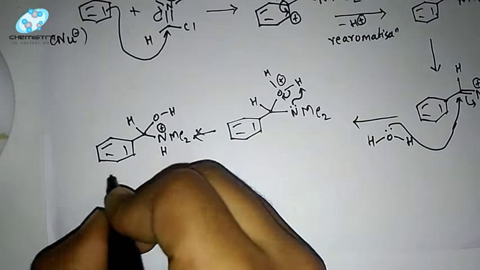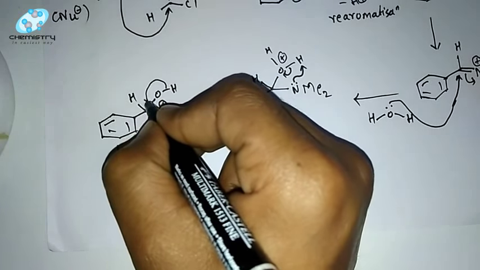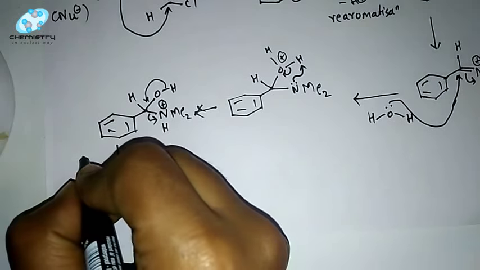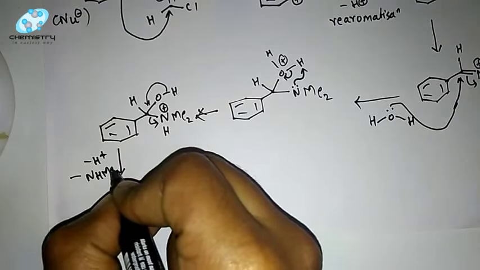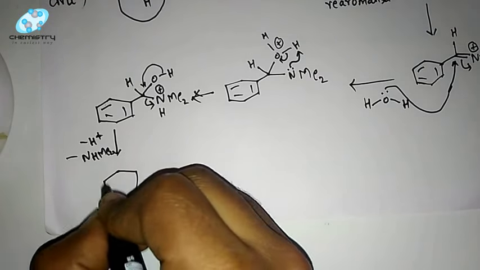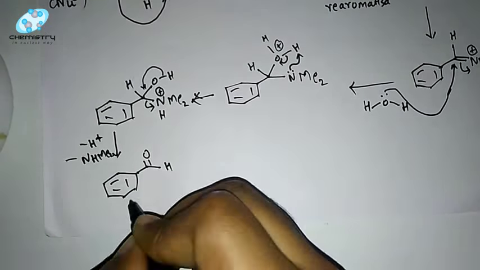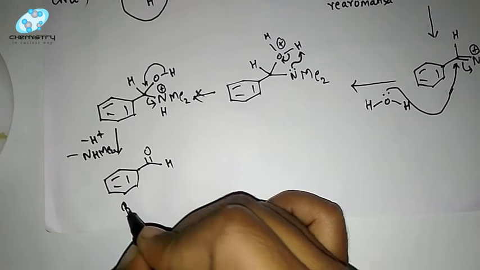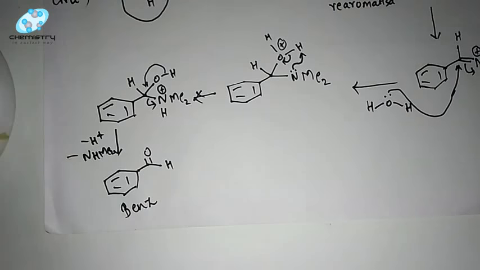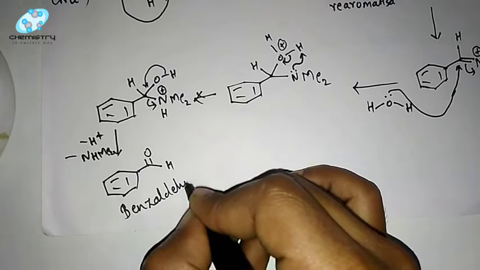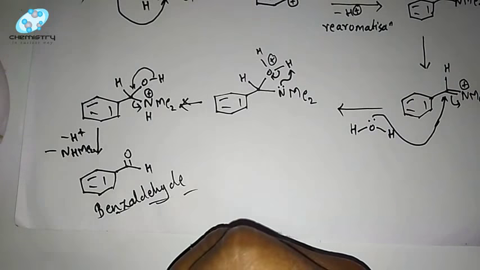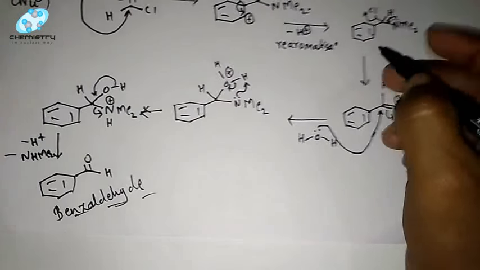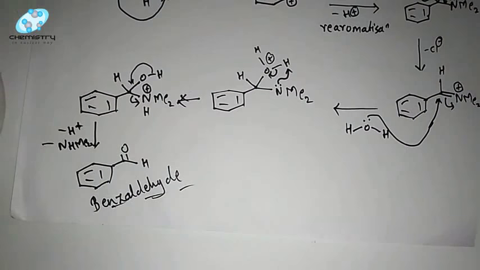So here with loss of H+, dimethylamine gets released, and we get our desired product with loss of H+ and loss of NHMe2, that is dimethylamine. So here is the benzaldehyde, which is the product of the Vilsmeier-Haack formylation reaction. This H+ is taken by the chlorine which was released in the previous step.